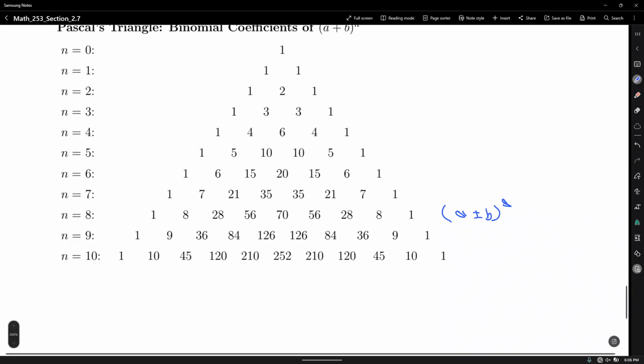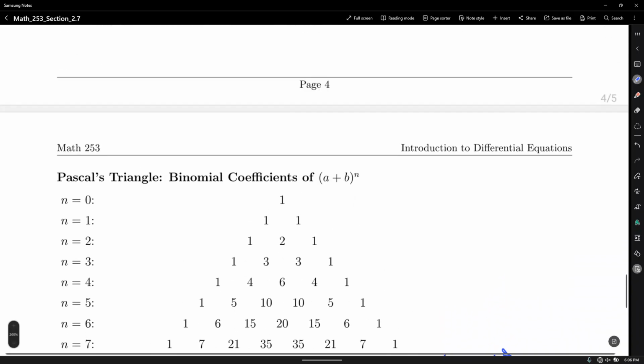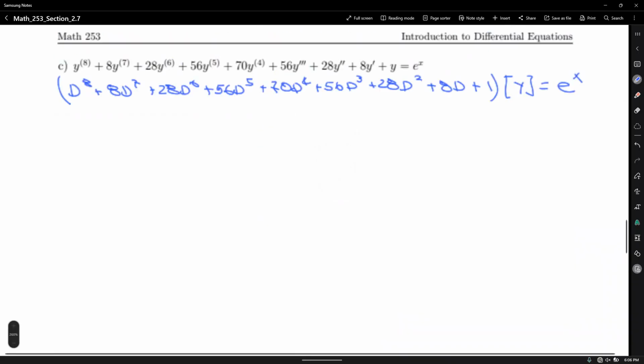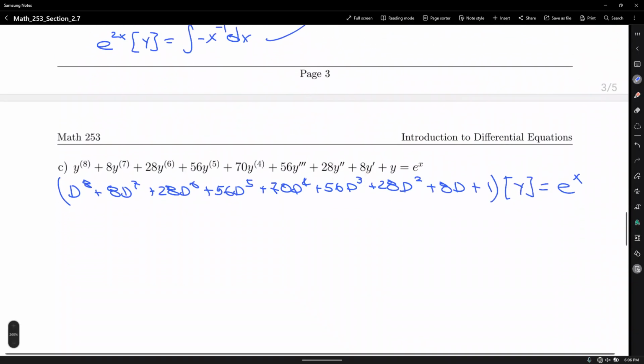However, this is even better. This reduces to the following: D plus 1 to the 8th power acting on y equals e to the x. If you expand that binomial to the 8th power, you should get that polynomial.